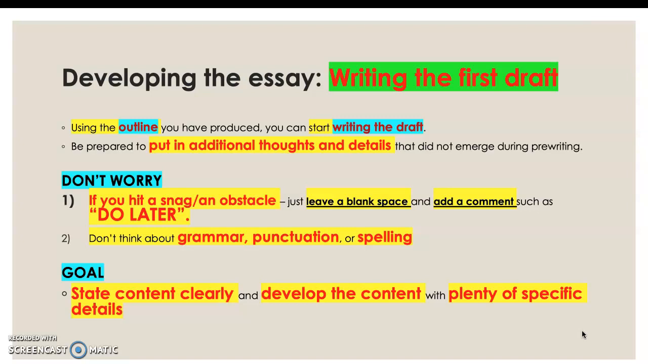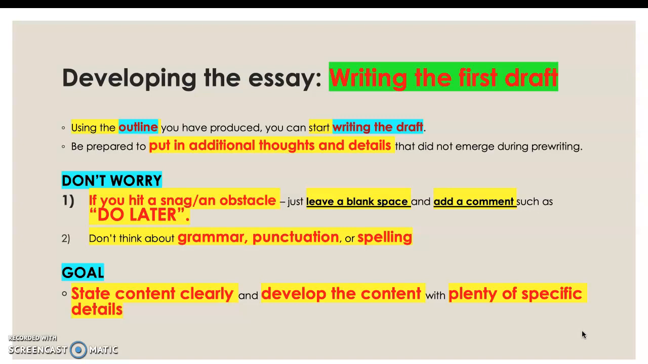Okay, so don't worry if you hit a snag or an obstacle while writing the first draft. There may be times whereby you do not know what you should put, or you're not sure what would be a supporting detail here. So you just leave it blank, and then you add a comment saying that, okay, I'll do this later, so that you remember that you have to complete this part, all right? But you cannot do it now because you can't think of what you should write or include. So don't worry about that. So whichever part that you're not sure about, you put that "do it later" or "do later."